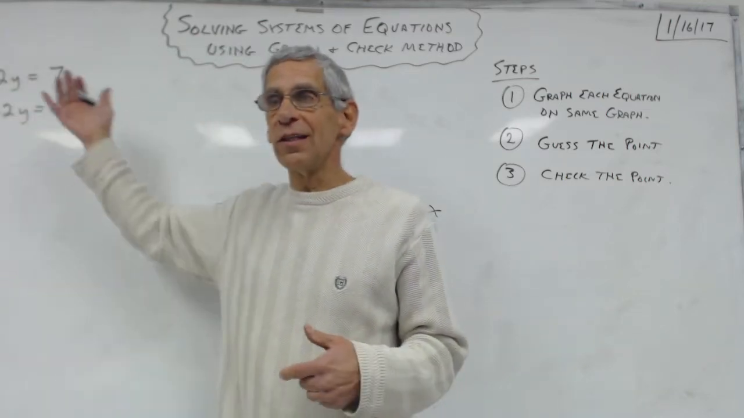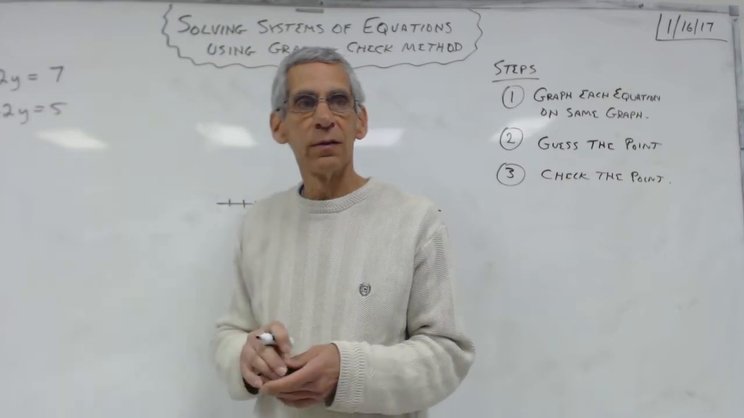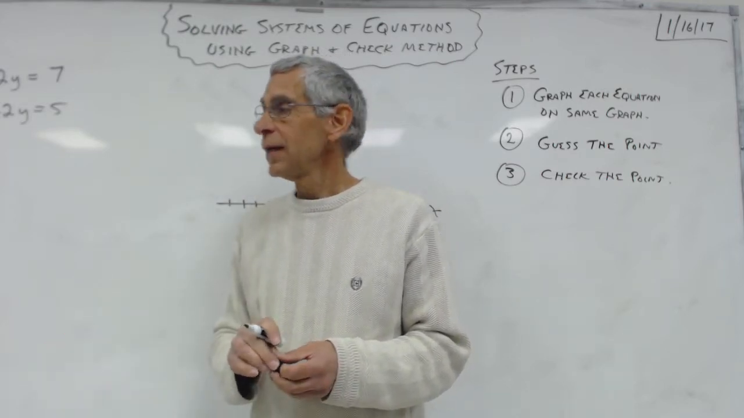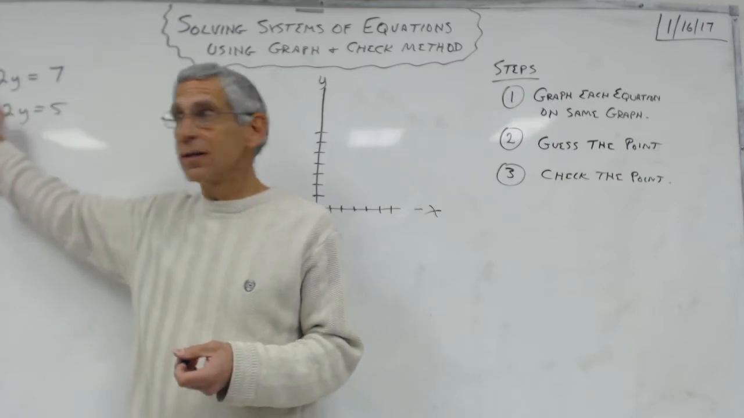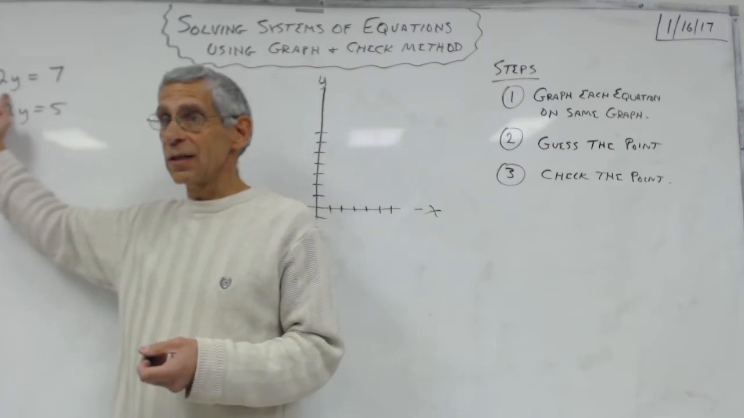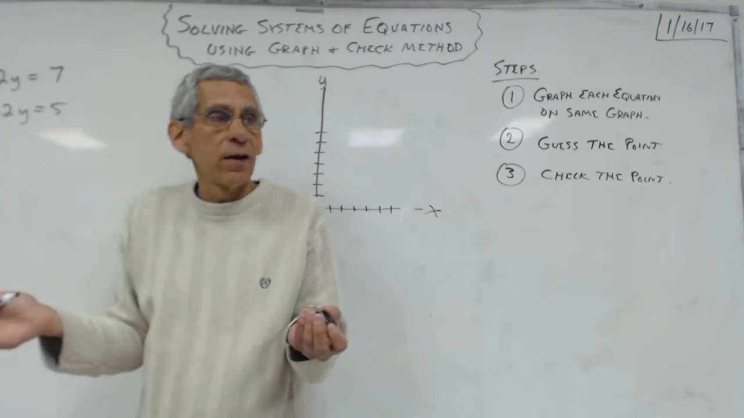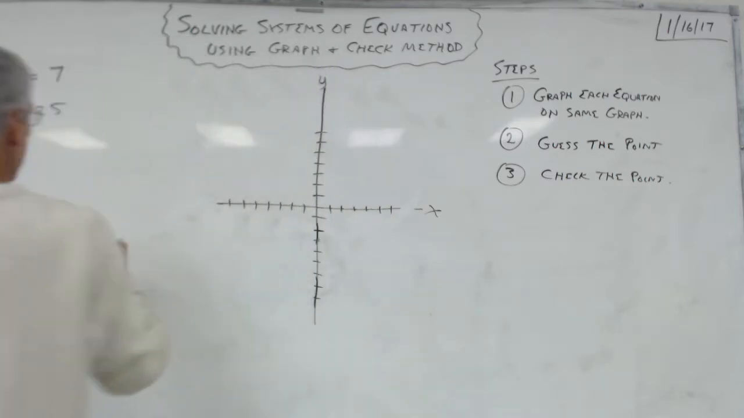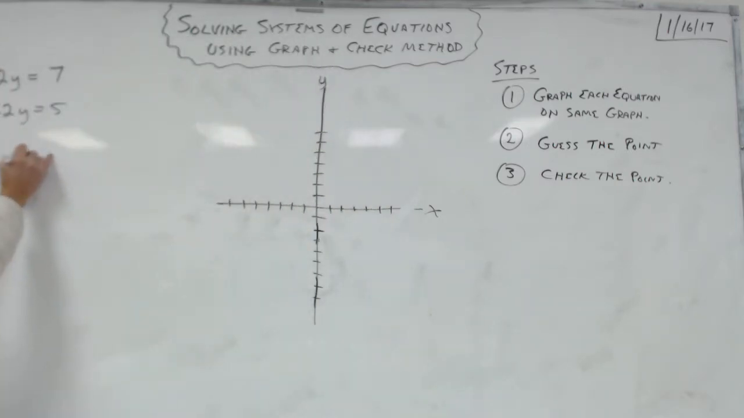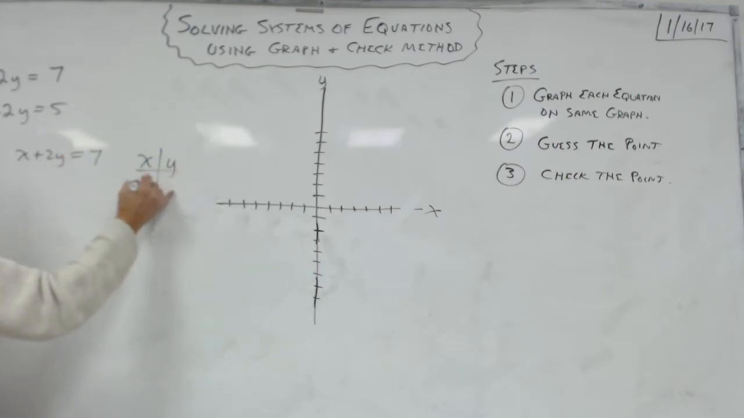All right, so here we go. Now, what's the difference between this system and the previous one? It's in standard form. They're both in standard form. Is it okay to have one equation in slope intercept and one in standard? Yeah, it doesn't matter, right? We just have to know how to graph them. So for the first one, I'm going to do the first one first. x plus 2y is equal to 7. And I'm going to use my x and y t-chart, right?